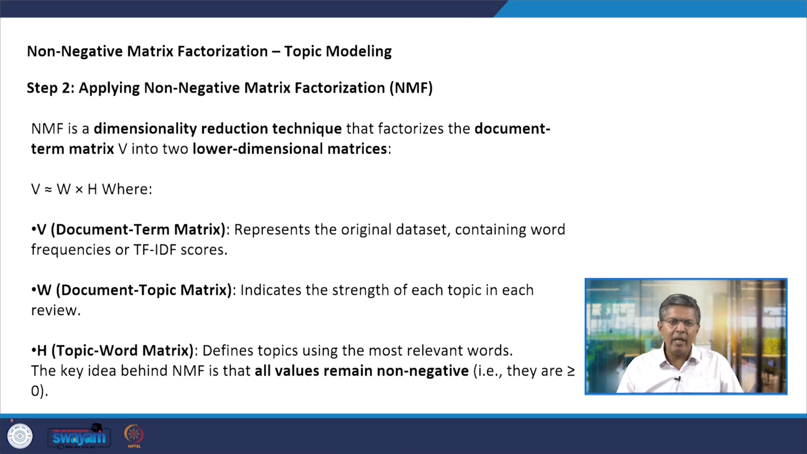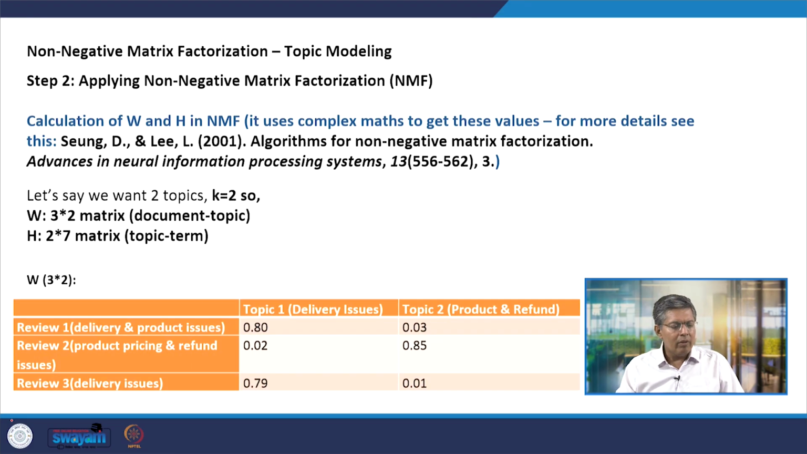Key idea behind NMF is that all values will remain non-negative. This is most important. So, in NMF the key idea is that all the values will remain non-negative. So, they are always greater than or equal to 0. Okay. So, in this step let us say we have to calculate W and H. To do that, basically it uses very complex maths to get these values.